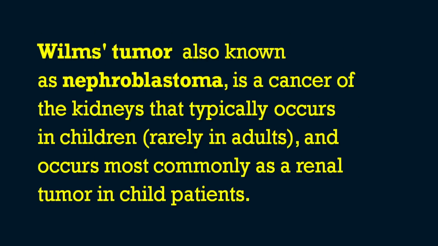Then the other option, Wilms tumor, also known as nephroblastoma. You know that it is a cancer of the kidney that typically occurs in children and can happen very rarely in adults, and it occurs most commonly as a renal tumor in child patients. Wilms tumor or nephroblastoma.